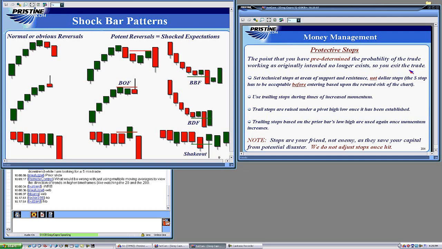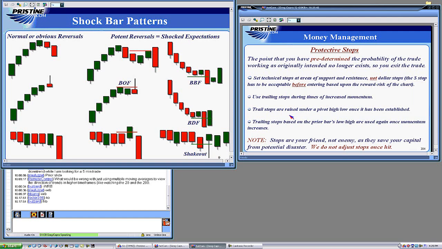We look for quality trade setups. If it doesn't work out, we exit the trade. We're using technical stops based on the pattern. We don't use dollar stops. They're better than nothing, but using dollar stops, especially if you're entering after a move has begun, you're more likely to incur a loss. And it's accepted before entering the trade. You assess your reward to risk.